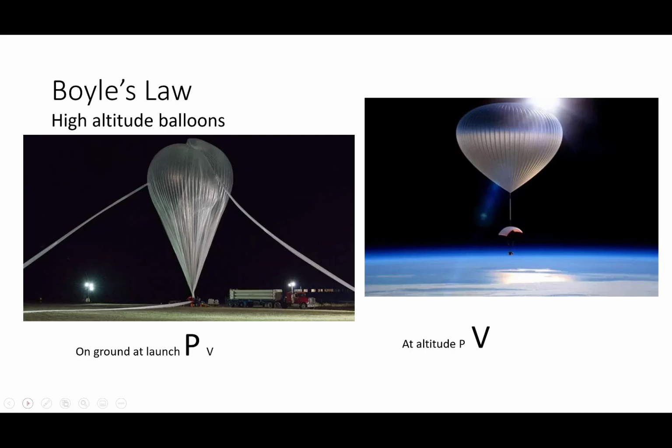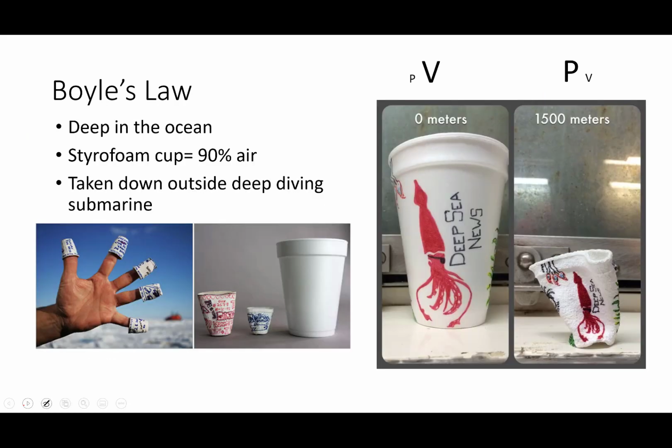High altitude balloons are used for all sorts of things, from scientific research to weather and a whole bunch of other things. Typically, when they're launched on the ground, they're kind of big sacks with a lot of extra room in them, because close to the surface of the Earth, the atmospheric pressure is relatively high. So the volume of the gas in the balloon is relatively low. As they rise high up, the atmospheric pressure is very, very low, so the volume of the balloon itself actually expands and gets much larger. Again, another example of Boyle's Law.